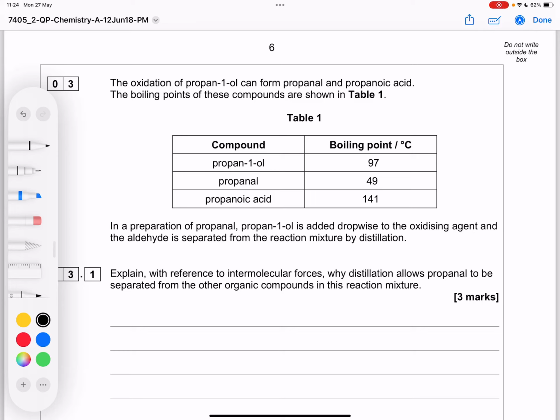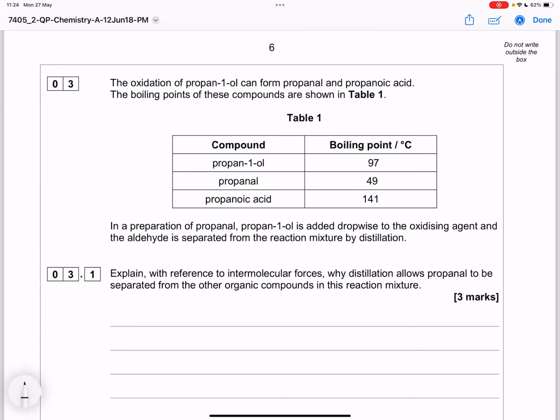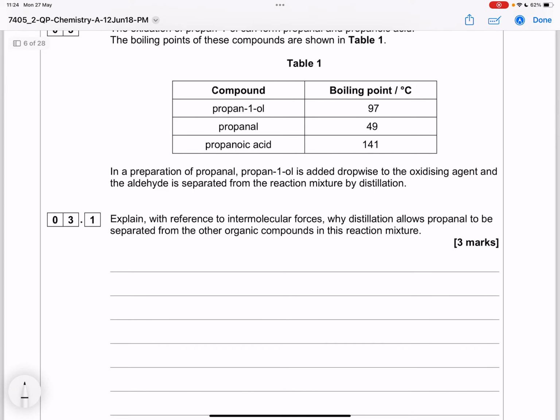The oxidation of propan-1-ol can form propanal and propanoic acid. The boiling points of these compounds are shown in table 1. So we can see that propanoic acid has the highest boiling point, then propan-1-ol, then propanal. In a preparation of propanal, propan-1-ol is added dropwise to the oxidizing agent, and the aldehyde is separated by distillation. Explain with reference to intermolecular forces why distillation allows propanal to be separated.